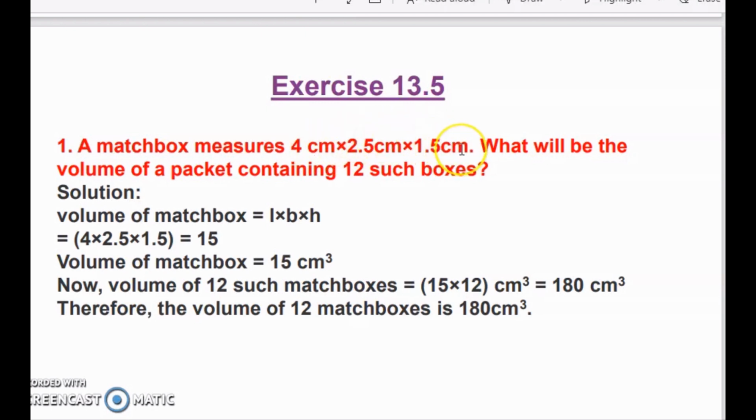So you will find the volume of one matchbox, multiply it with 12, then you will get the volume of the entire packet. First find the volume of 1, that is 4 into 2.5 into 1.5, that is l b h. You will get 15 centimeter cube. So the volume of 12 of them will be 15 into 12, that is 180 centimeter cube.